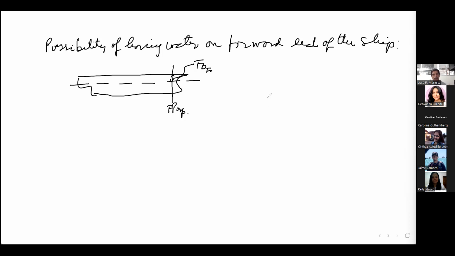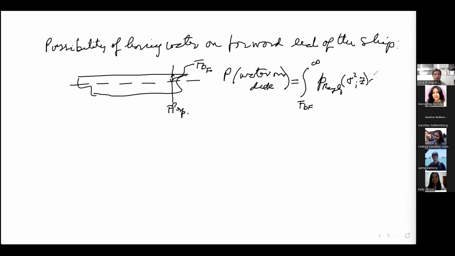So the probability of water on deck is equal to the integral from the freeboard of the forward end until infinity of the probability density function of the Rayleigh, which depends on sigma squared.